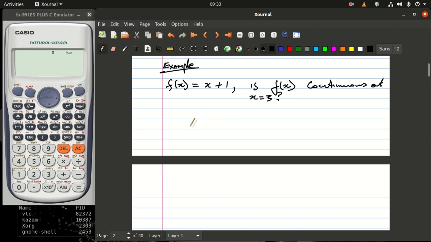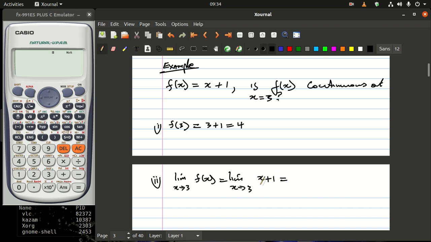What you need to find out first is the first condition, f of 3. What is the value of f of 3? If I plug in a 3 for x, I end up with 3 plus 1, which is just 4. Now, the second condition: we want to find the limit as x approaches 3 on both sides of f of x, which is the same as the limit as x approaches 3 of x plus 1.